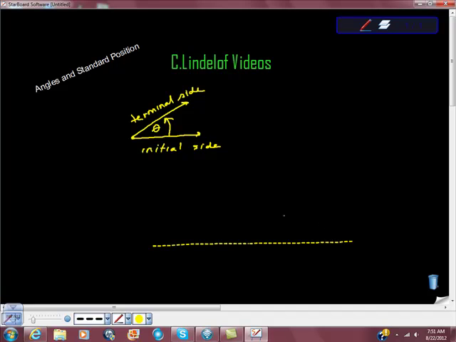So what we're going to take is the Cartesian plane, like this, and then we're going to take our initial ray, and we're going to say that our initial ray lies on top of the x-axis. This is really important. It lays on top of the x-axis, and its vertex is at the origin. So really important, right? And then we're going to open our angle up this way, and here's our angle. So here's our initial side. We're going to open it, and this is going to be our terminal side.